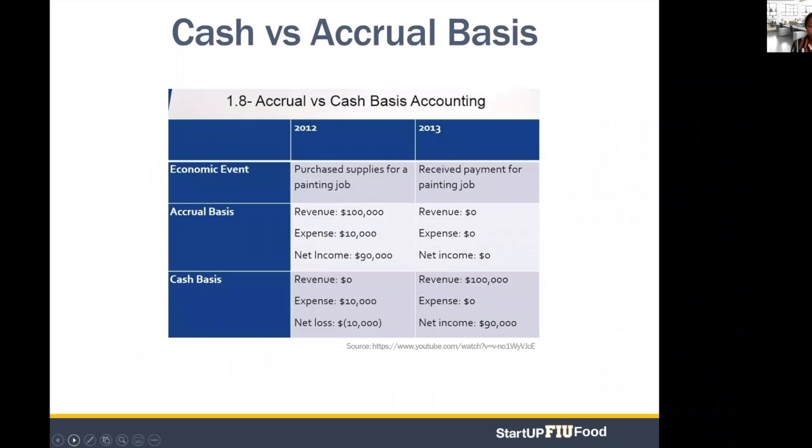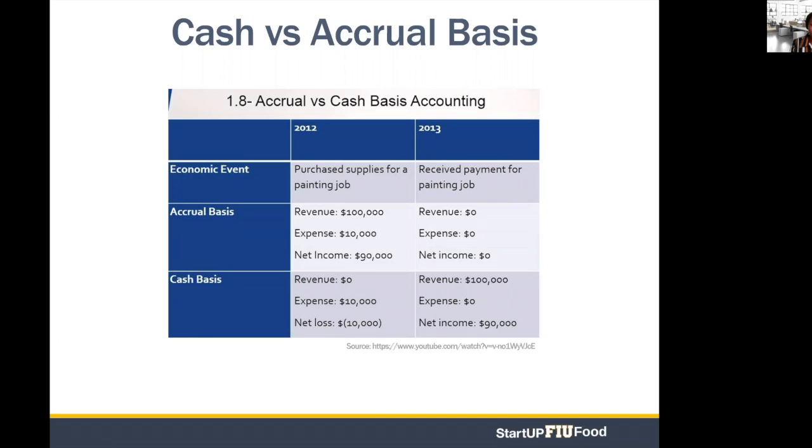So here's another example that I thought was interesting. The event is in 2012, right? You purchase supplies for a painting job. This goes along with that example I was saying of the entrepreneur I work with. But in 2013 is when you receive the payment, right? So let's say it is last quarter, they contracted you for, let's call it a catering job, even though this example says a painting job, right? But the job won't happen until 2013 for whatever reason. So you're putting together some stuff.